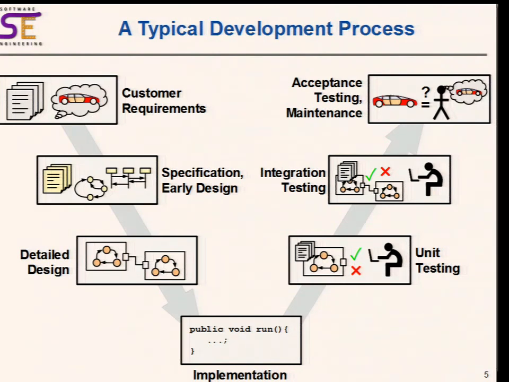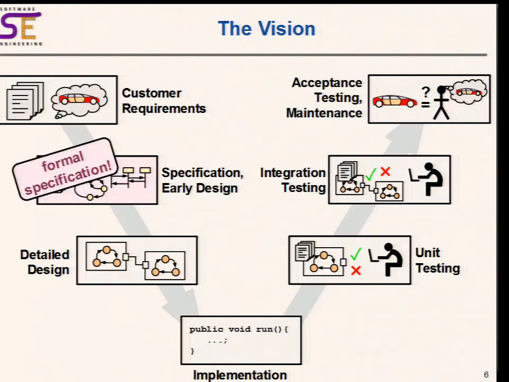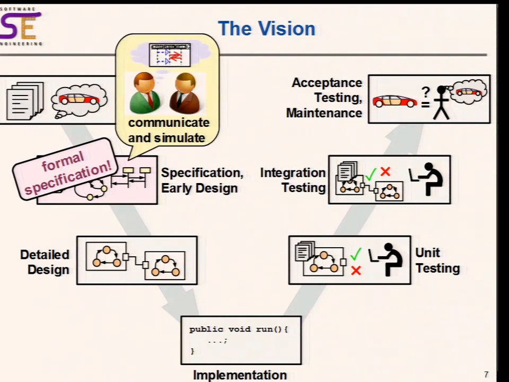So one idea, one approach to remedy this, is to try and formalize the specification. So get rid of the errors and inconsistencies as early as possible and formalize the design as early as possible on this inter-component scenario-based level. And the vision is that from this kind of formal specification, maybe this is something that you can simulate or you can communicate also with others.